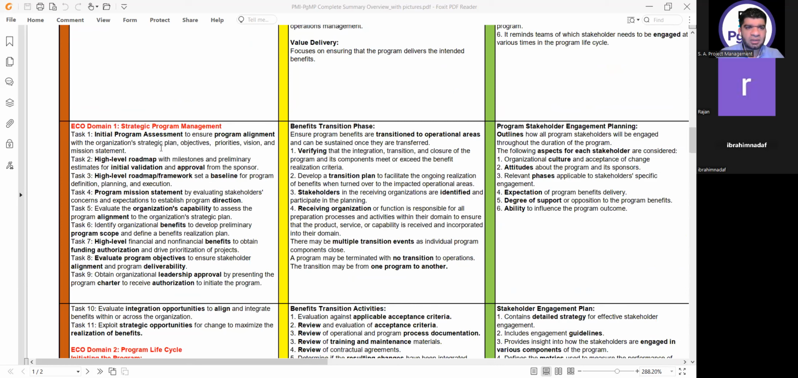Then in the ECO of this, we have initial program assessment and the high level roadmap, which is different from the normal program roadmap. In the high level roadmap, we have my initial and preliminary estimates. The high level roadmap sets a baseline for program definition. Then we have a program mission statement, evaluating the organization's capability to assess the alignment. Then we have high level financial and non financial benefits, evaluating program objectives, and obtaining leadership approval. So this is all from the ECO. As I told you, just remember the keywords. Most important here are the high level roadmap, normal roadmap, and baseline document.